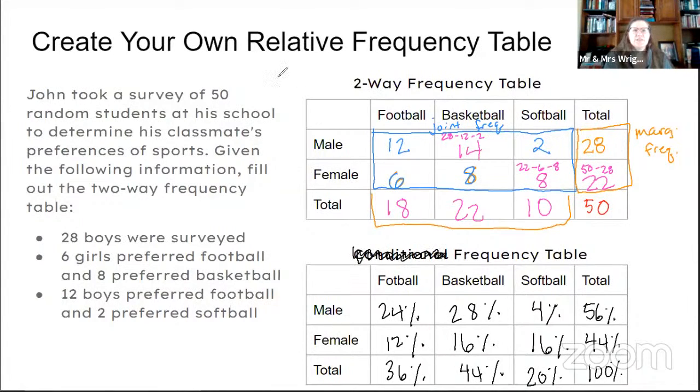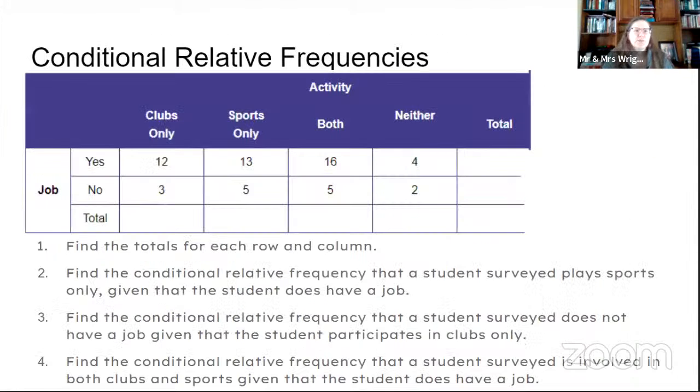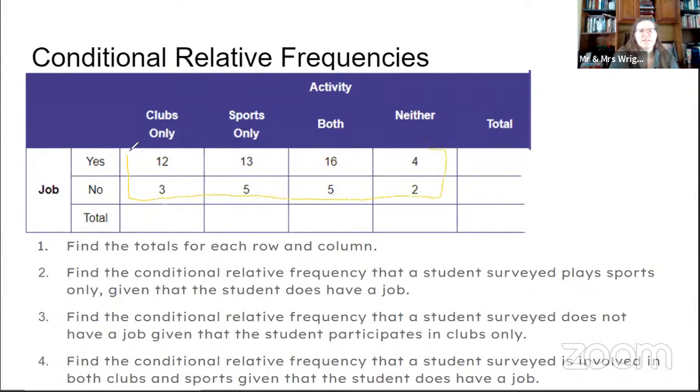Let's get to what a conditional frequency is. All right, so conditional relative frequencies have to do specifically with certain conditions. Our relative frequencies that we looked at before, joint relative frequency and marginal relative frequency, were all divided by the grand total. So when you divide by the grand total, you get the joint frequency and you get the marginal frequency. So relative frequency is only about this joint data here in the center, what we have filled in right now.